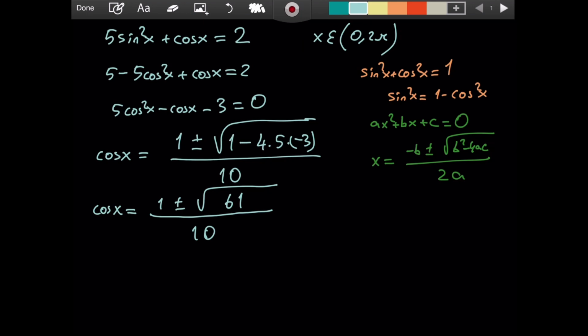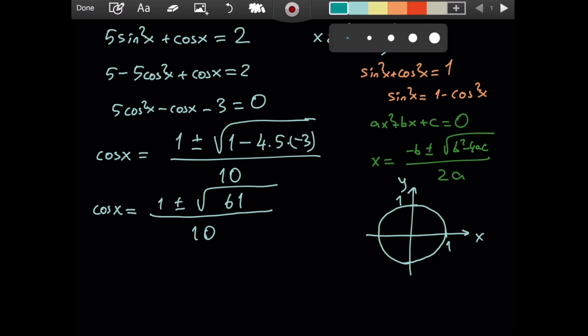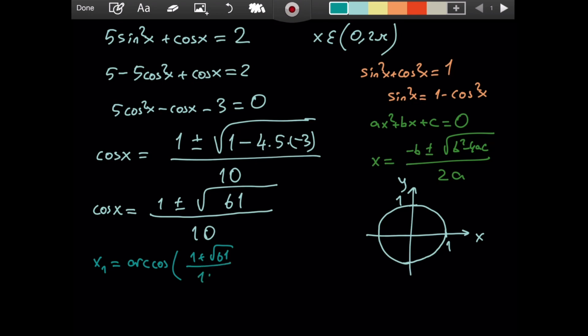And the way that you can understand that there are other answers is by considering a unit circle. We have this x and y, and the unit circle is like this. It has a radius of 1. That's why it's called a unit circle. And let's say that we are considering the positive sign here, and we find x1, and let's write these with this color. So x1 is going to be arc cosine of (1 plus the square root of 61) divided by 10.